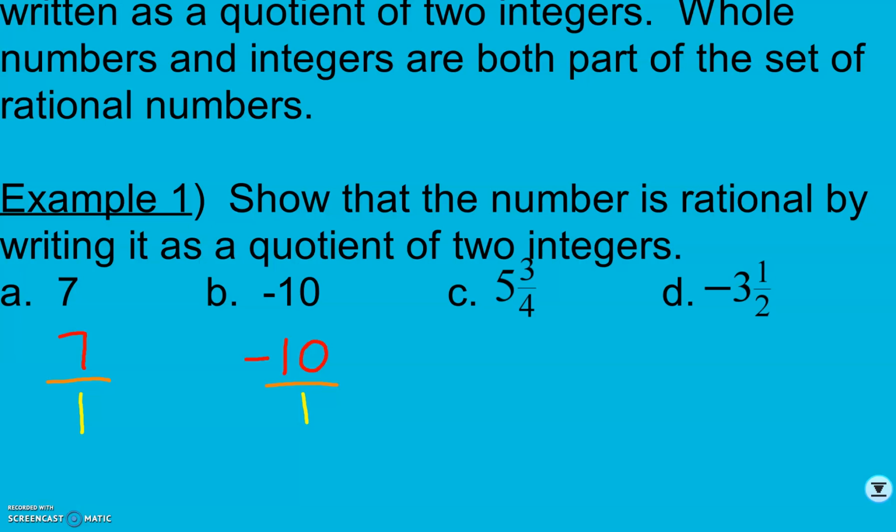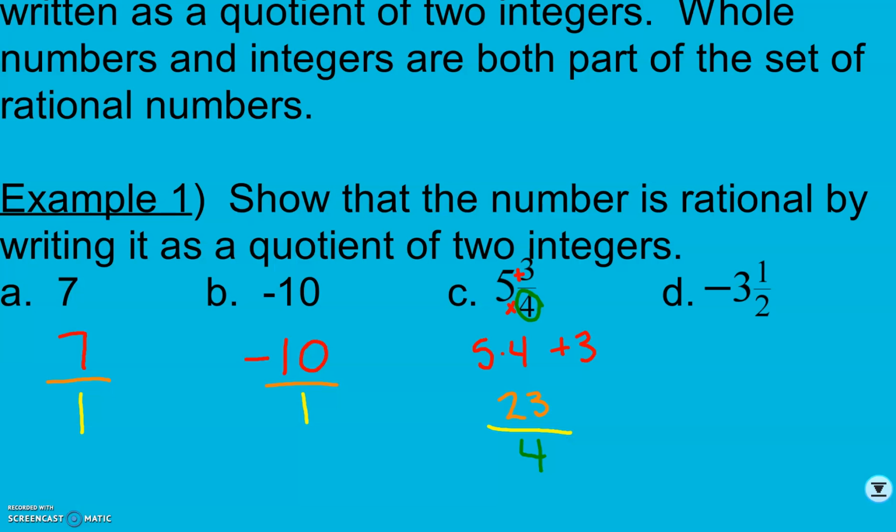In C here, we have a mixed number. To get a mixed number into an improper fraction, because we just want it as the quotient of two integers, I take my denominator times my whole number, add my numerator. So here I'm going to take 5 times 4 plus 3, which is going to give me 23. And I write that over my denominator, here a 4, so I keep it a 4. 23 over 4 is the same as 5 and 3/4.